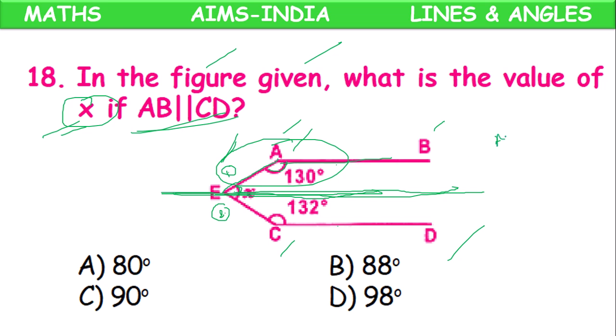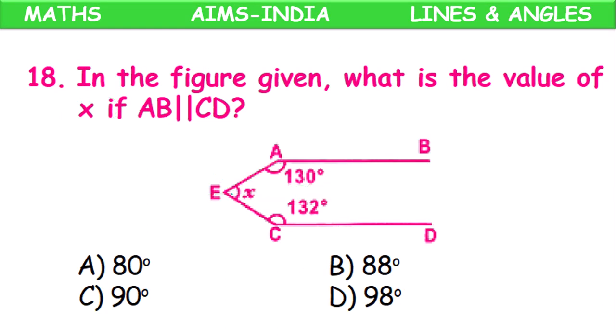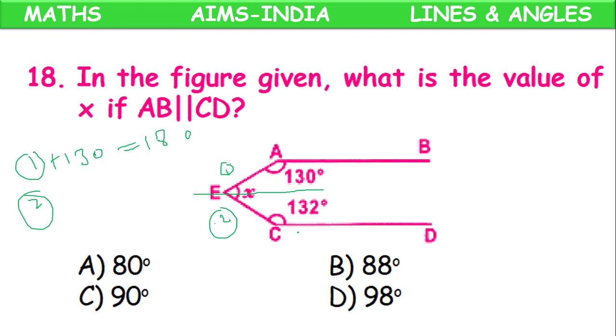X is divided into two parts, first part and second part. So first part plus 130 degrees equals 180 degrees. This second part and the downside angle also will become supplementary. Second part plus downside 132 equals 180 degrees.